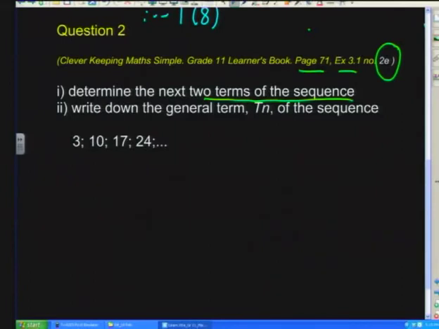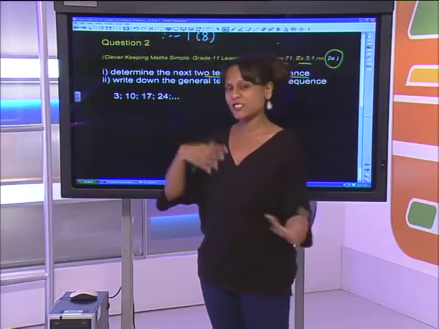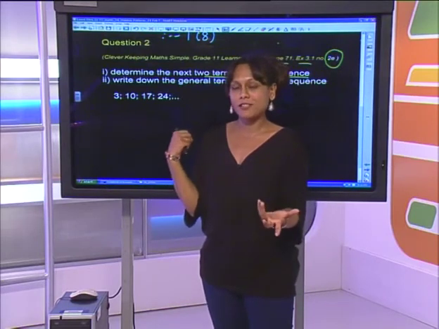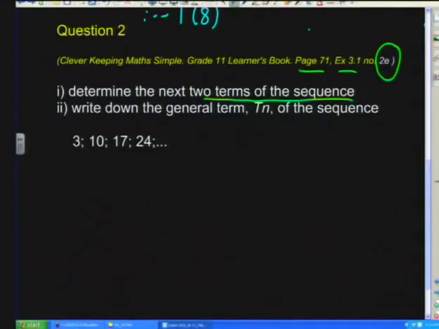Now guys, if you want to determine the next 2 terms in the sequence, we need to figure out if it's linear. At this stage, the only sequence that you've learned about, because we're revising grade 10 work, is linear. So this is going to be a linear sequence, but it won't be that easy as we go on. Okay, so we've got 3, 10, 17, and 24.